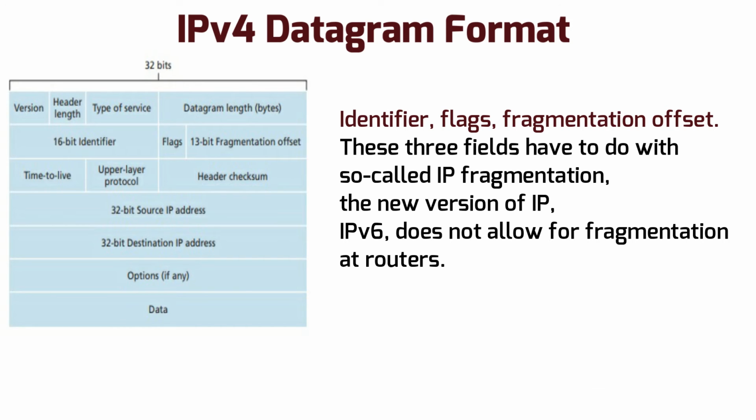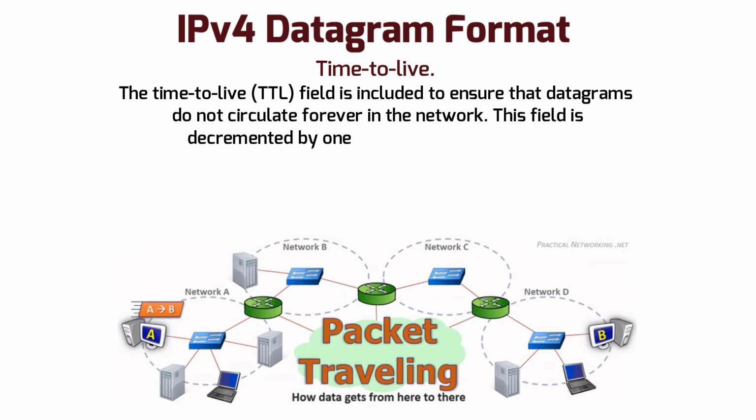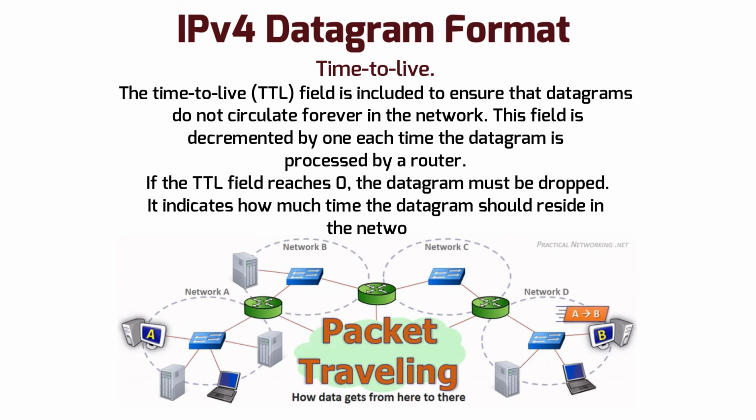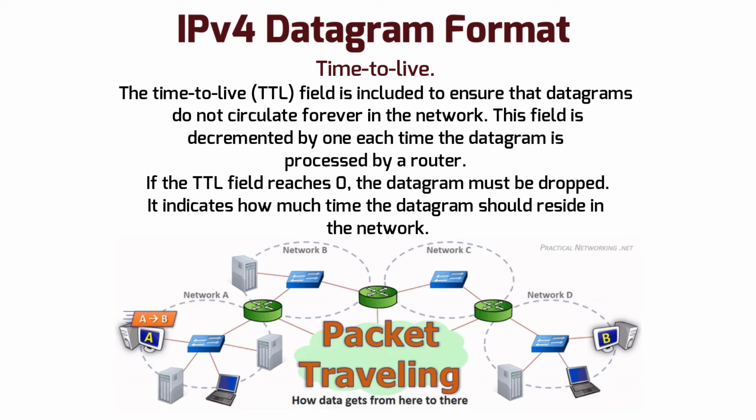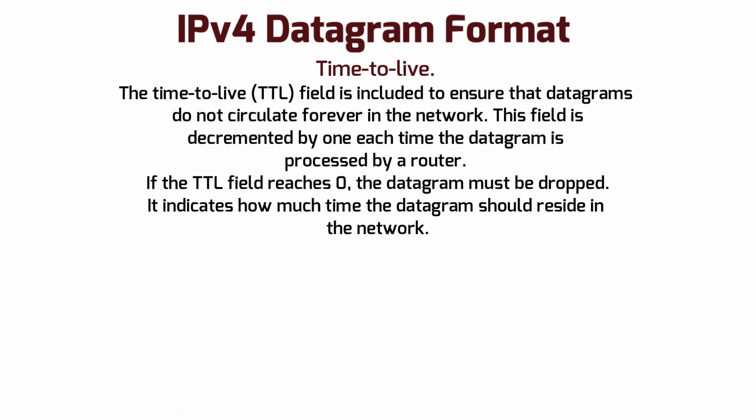Next is the time to live. The time to live field is included to ensure that datagrams do not circulate forever in the network. This field is decremented by 1 each time the datagram is processed by a router. If the TTL field reaches 0, the datagram must be dropped. It indicates how much time the datagram should reside in the network.